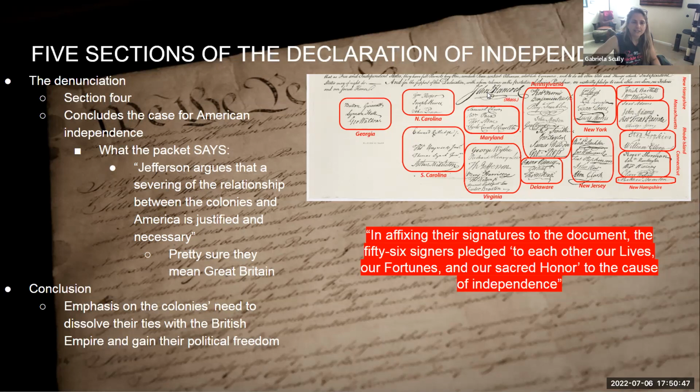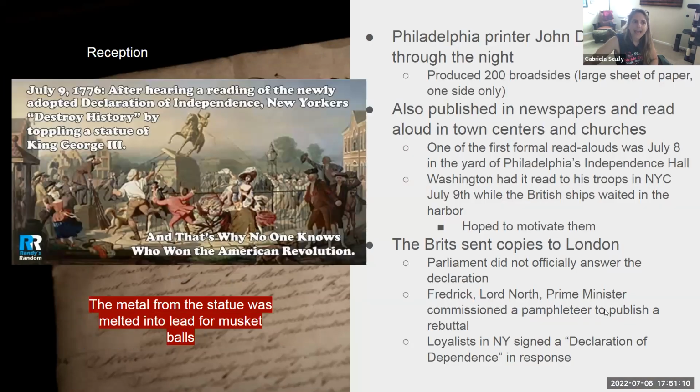If you see, John Hancock is now the name of a banking institution, and that's their logo, his signature. And the packet says, this is a quote from the packet, "In affixing their signatures to the document, the 56 signers pledged to each other our lives, our fortunes, and our sacred honor to the cause of independence." So they sign this stuff.